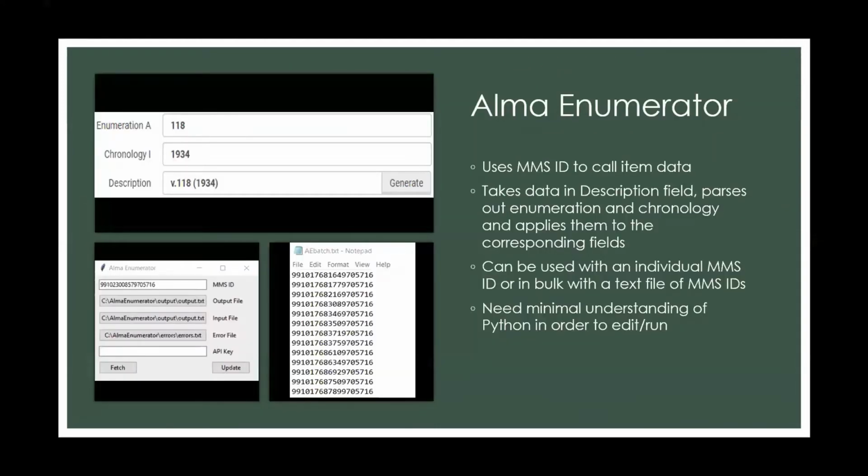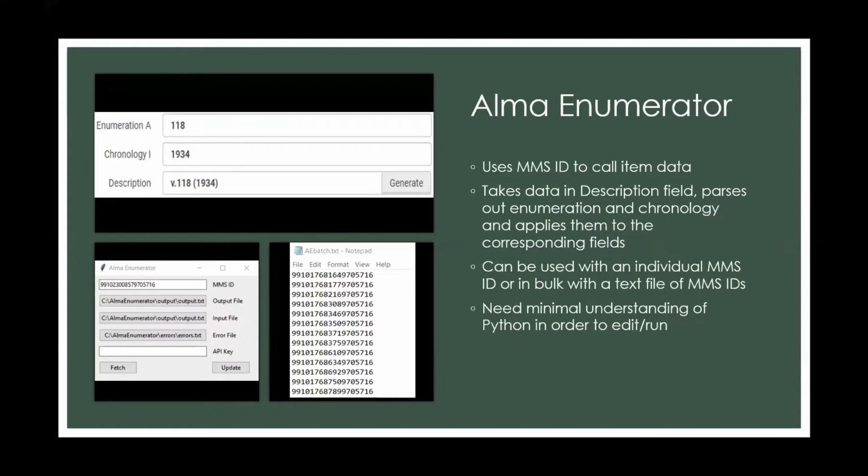So what the Alma Enumerator does is it takes an MMS ID and calls up all of the items that would be associated under that MMS ID. So everything that would be associated through holdings, and then every item underneath of those holdings. It then parses out the data from the description field. So in the image on the top, in the description field, I have volume 118, 1934. It would take that, crunch it out into the separate volume and date, and then put it into the correct enumeration and chronology fields in the item record.